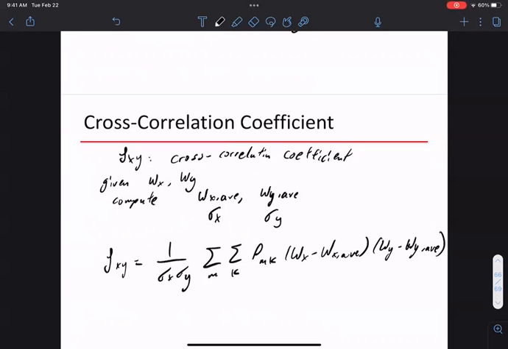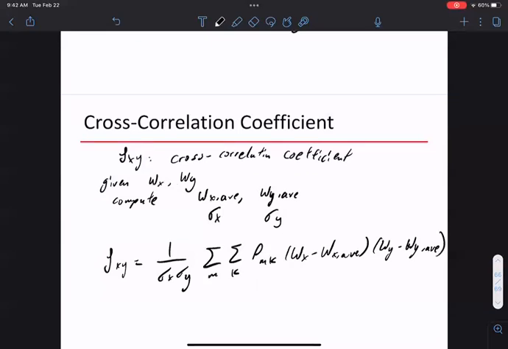So when is this value likely to be large? It is large if these two factors have the same sign. This is x minus x average, y minus y average. When x is large, y tends to be large, then these will tend to have the same sign. Or if this is small and this is small at the same time, they will have the same sign. And this product, when we sum it up, tends to be more positive. So when this is positive, it shows that these two are more correlated.